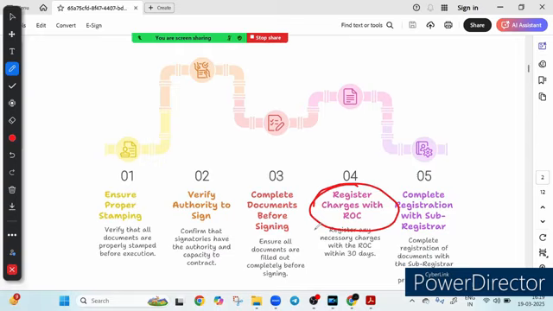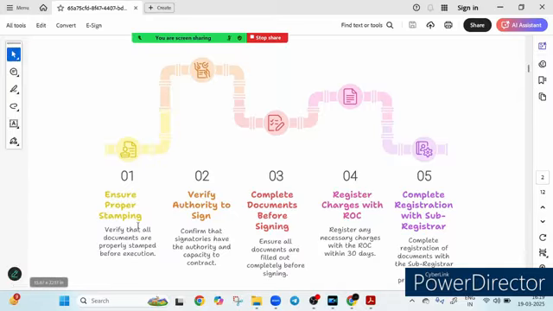That means ensure that all documents are registered with the sub-registrar within the legally prescribed time frame to make them enforceable. So ROC within 30 days. Register any necessary charge with the ROC within 30 days. Remember this deadline, 30 days is very, very important, and complete registration of the document with the sub-registrar within the time frame. So each step matters. It's about making the document legally valid and protecting all the parties involved in this particular legal transaction.